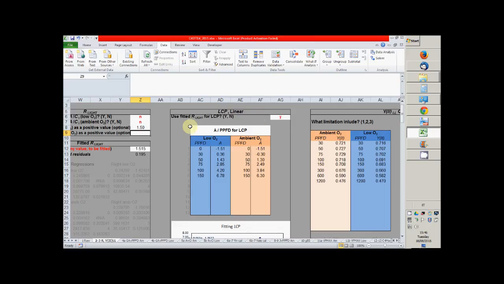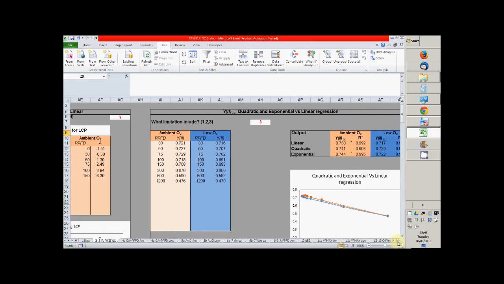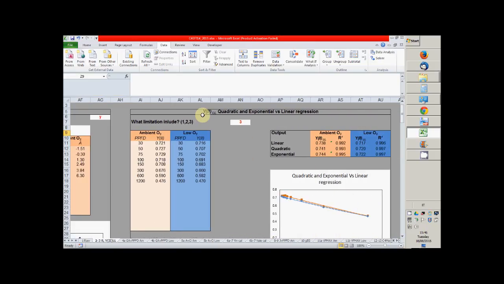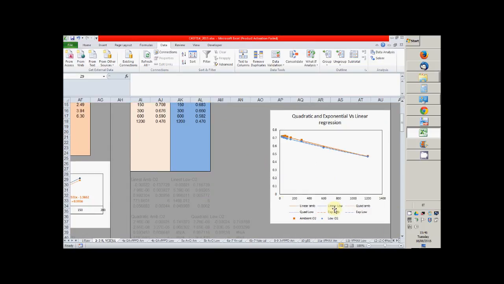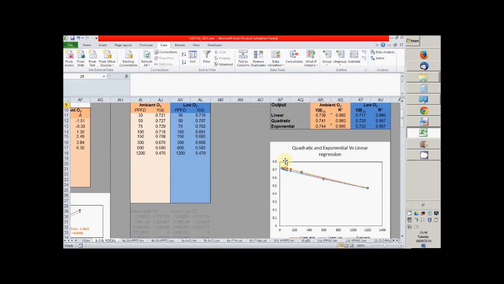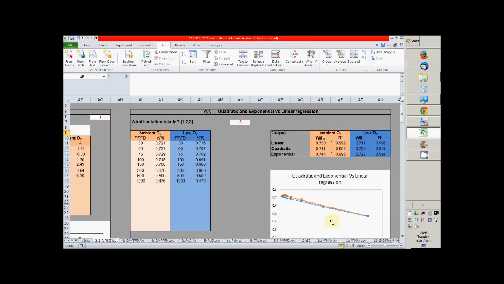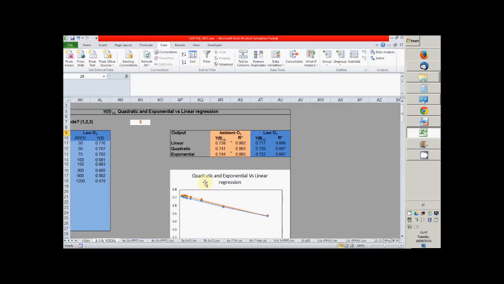In this table here, we can calculate the light compensation point linearly as an alternative to what we will see later. And finally, here we have three different types of regression to extrapolate Y2LL. Y2LL may be extrapolated with quadratic or exponential regression.